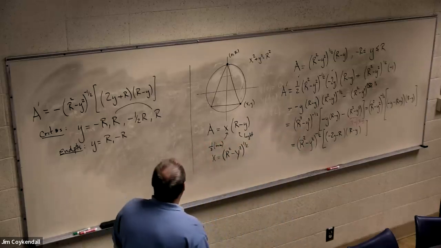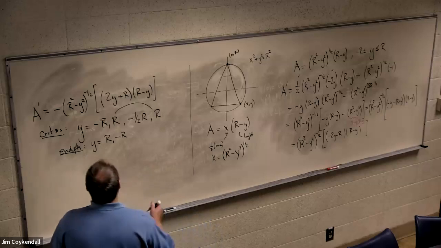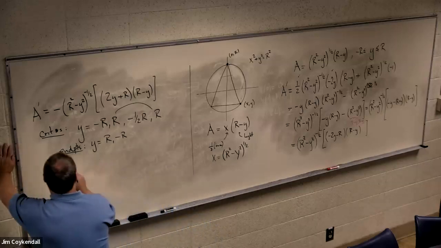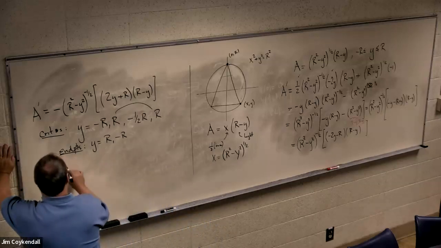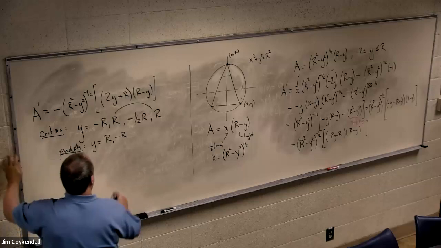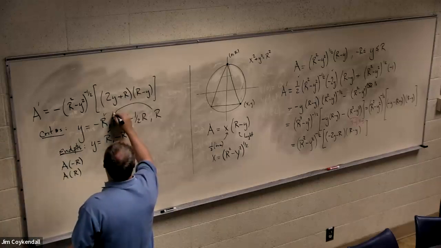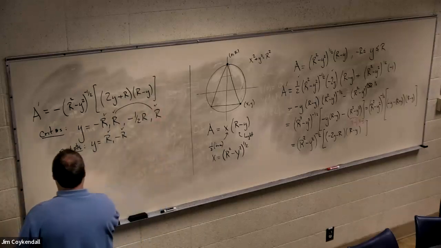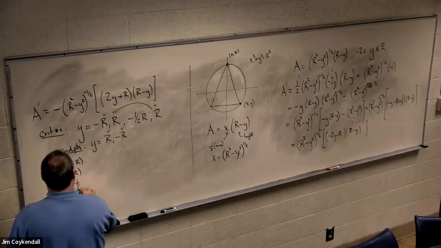So now we've got a test like this, right? Most of it, so here's what we need. We need a of minus r, a of r, and a of 1/2 r. All that.